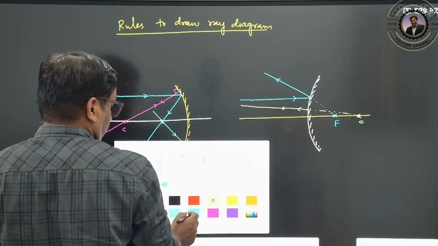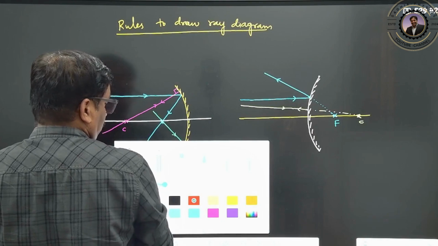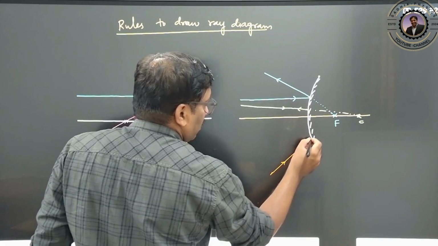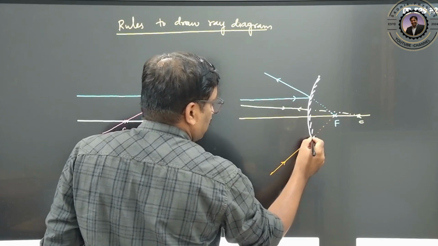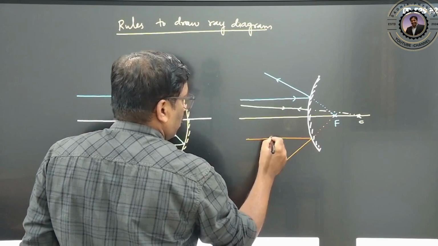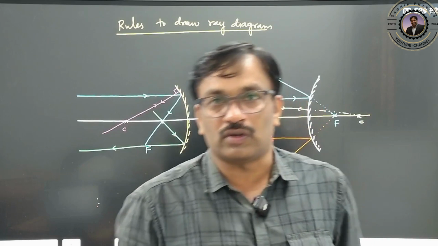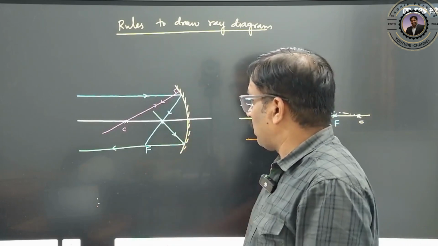So like this, suppose any light ray appears to be falling on the principal focus, like you can see it now. Suppose any light ray appears to be falling along the principal focus, that means after reflection it will go parallel to the principal axis. These are the three rules you have to follow to draw the ray diagrams.